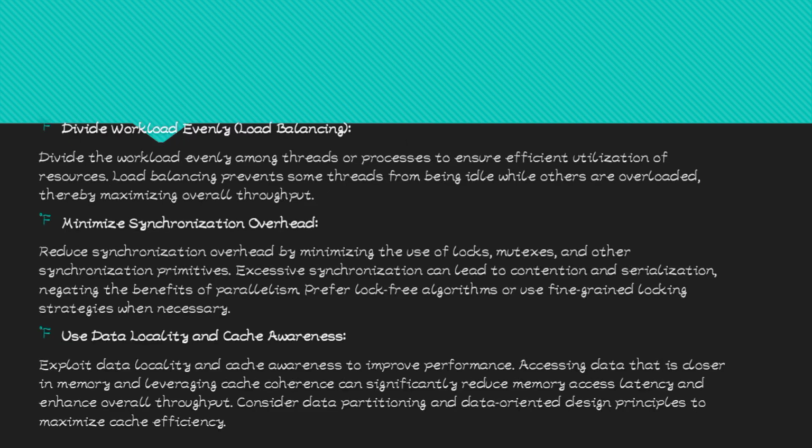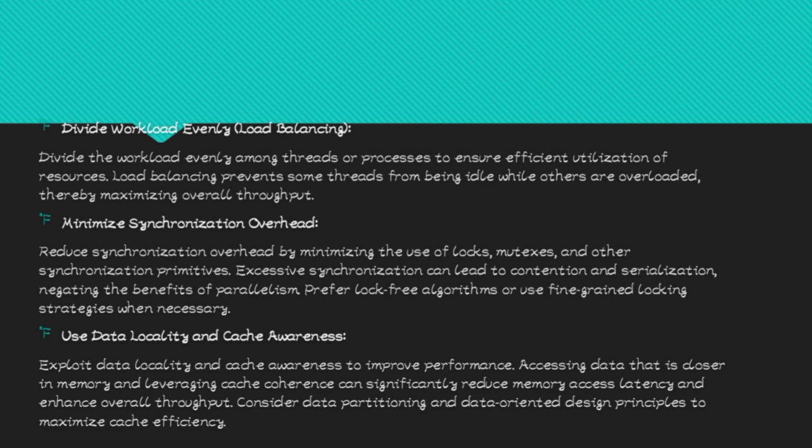And then divide workload evenly, or load balancing. Ensure load balancing. So divide the workload evenly among threads or processors to ensure efficient utilization of resources or optimization. Load balancing prevents some threads from being idle while others are overloaded, thereby maximizing overall throughput.